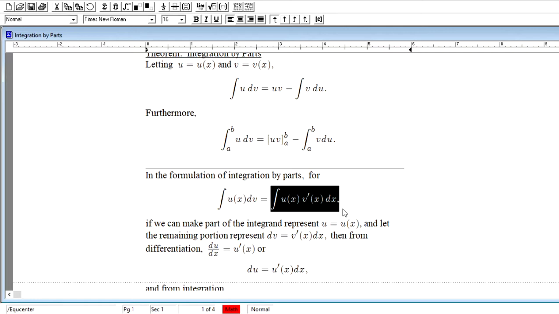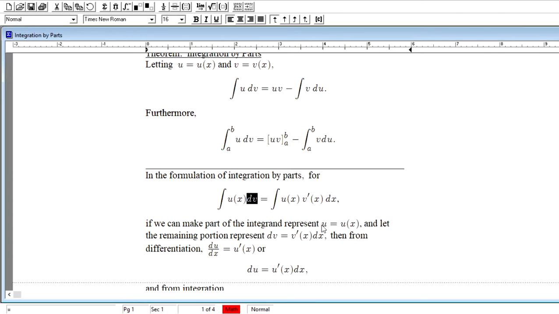All right. To begin with, in this setup, you are going to have to identify what u is. You're going to look for the integrand and try to identify from the integrand what you might call u. That will be some function of x. We might refer to it as u of x. And that will imply that the remaining portion, v prime of x dx, would be equivalent to dv.